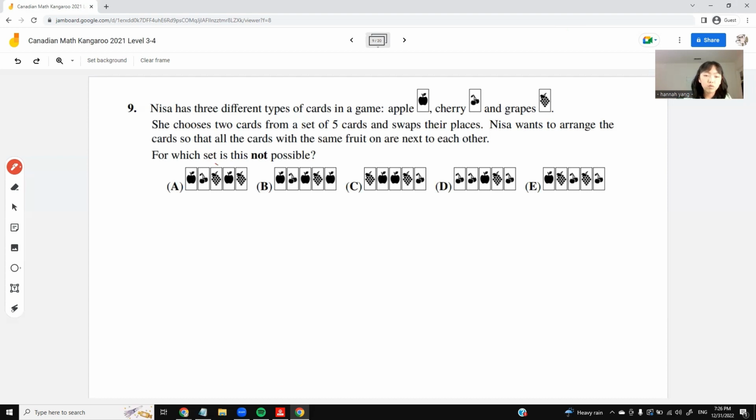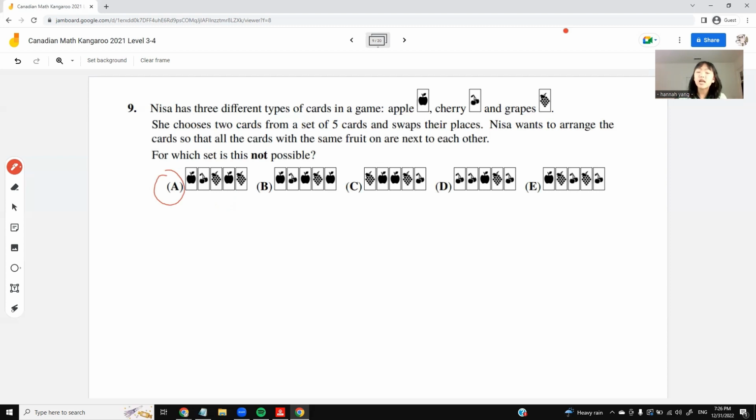For example, if we swap this grape and this apple card, then the grapes are together, but the apples aren't. If we try to swap this apple and this cherry card, you discover that the apples are together, but the grapes aren't. So technically, that would make A our correct answer.